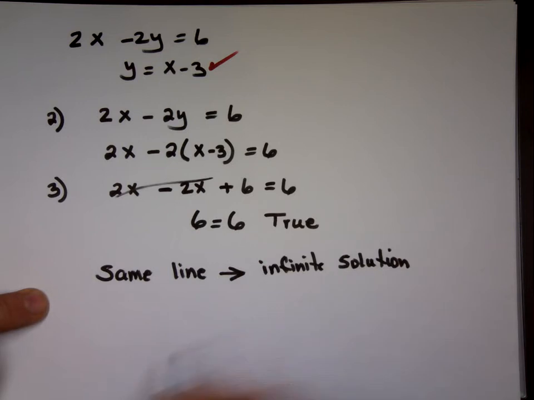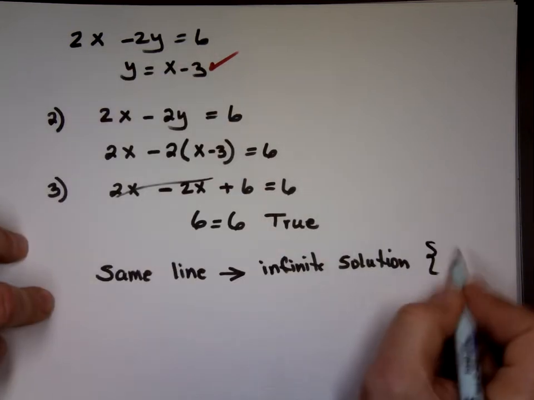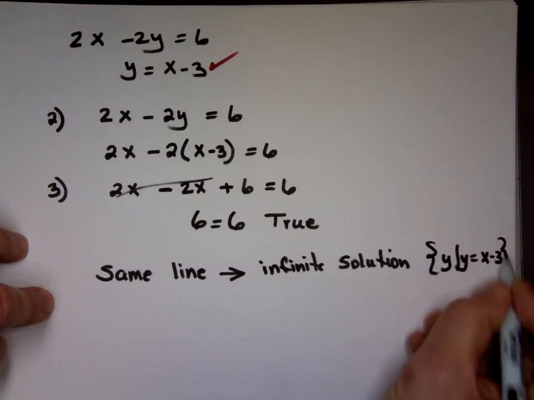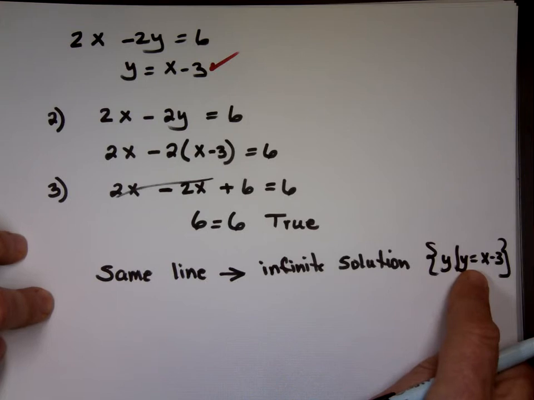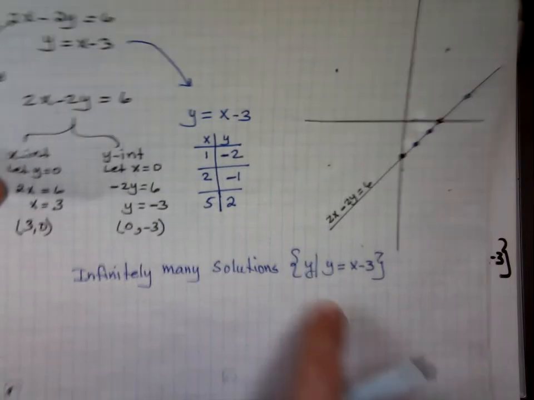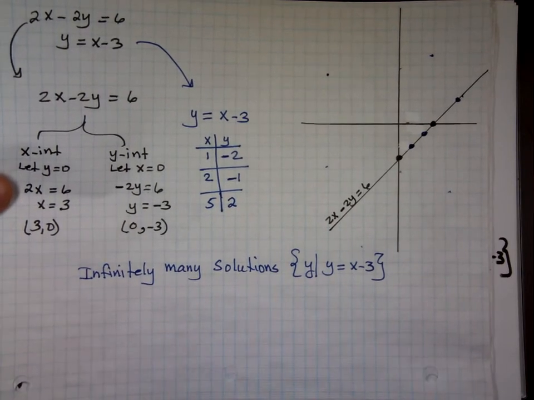All the points on the equation, so when I say infinite solutions, it's all (x, y) such that y equals x minus 3. Any point that will satisfy this will also satisfy that one. And when we did that one, we get infinitely many solutions. Same thing, without a graph.